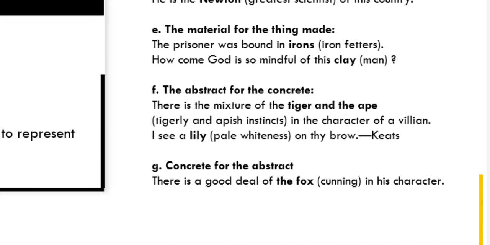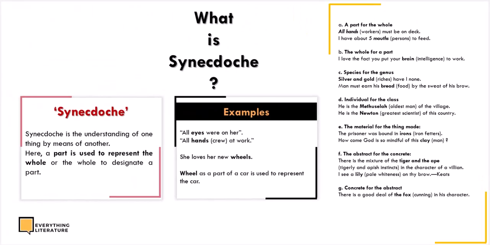Then the concrete for the abstract. There is a good deal of the fox in his character. So the fox here has to do with the concrete form for the abstract. The abstract nature of it is the canny attitude of a person in a person's character.